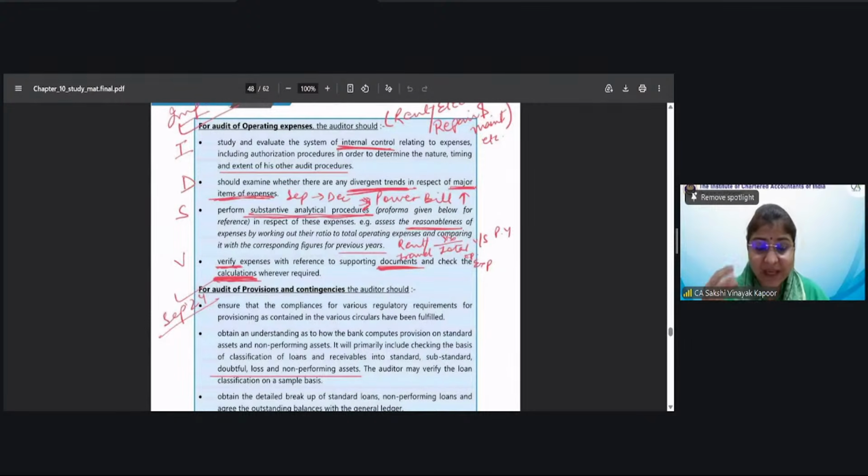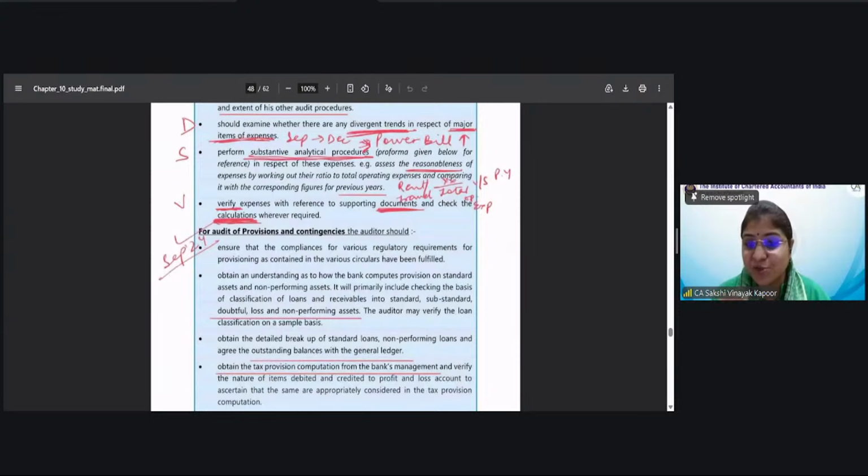You have to see the nature, timing and extent of the other audit procedures you will use. You will see the rent agreement, you will see whatever expenses of repairs have been debited in your PL account. Are they properly justified by your documents? So next thing, you will verify the expense with reference to supporting documents and check its calculation.